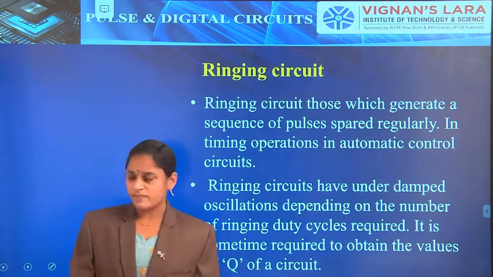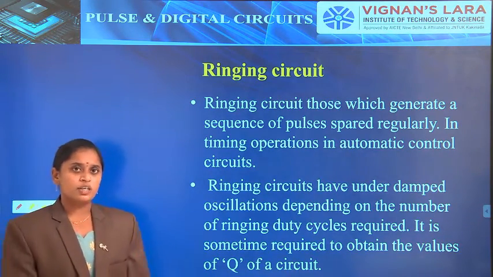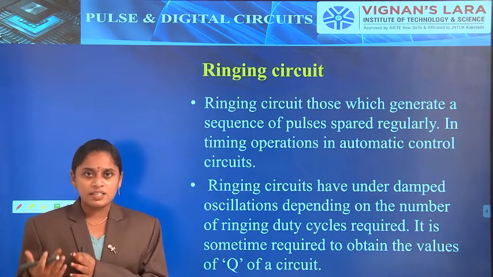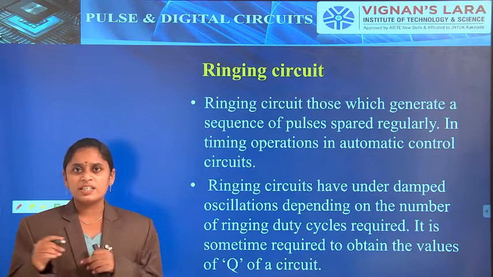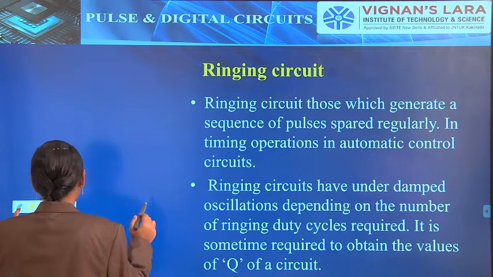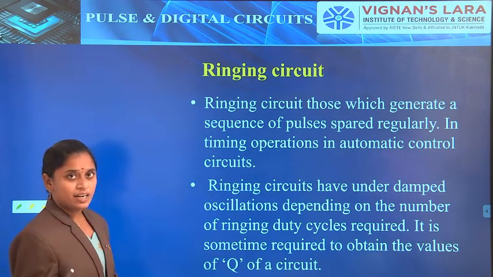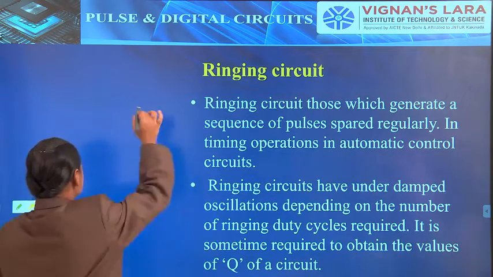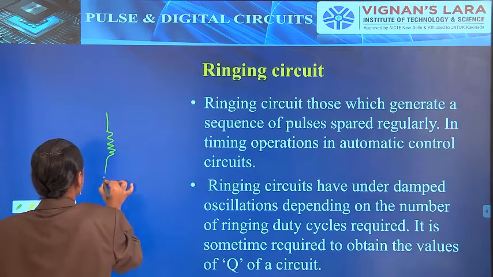In the previous section, the parallel RLC circuit can be operated as a ringing circuit. What is the diagram for the RLC circuit? It consists of a resistor, inductor, and capacitor connected in a parallel manner. In this condition only it produces ringing.